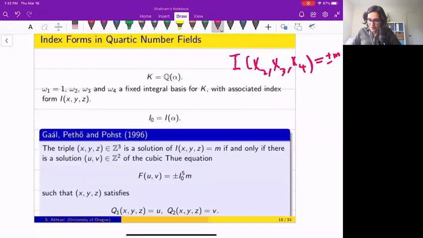So here is a theorem from 1996, due to Gaál, Pethő, Pohst, and I'm pretty sure I do not pronounce the Hungarian names very well, so I apologize. This theorem is a purely algorithmic work, and some of them have other results related to that. I just picked this particular paper, but they have huge papers, and I think Gaál has a book that has several results related to that, basically working on index form equations.